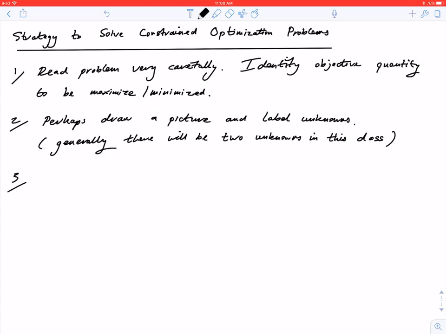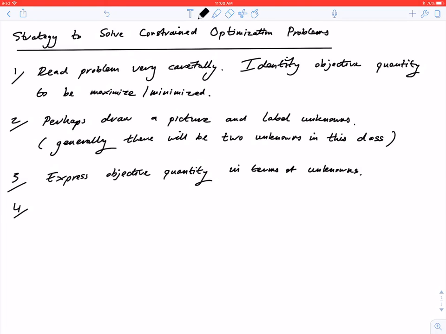Next, once you've done that, you want to combine these two things together. So you want first of all to express the objective quantity, so it could be volume, surface area, cost, product, sum, anything, in terms of the unknowns. That'll give you a formula. In the previous example, the objective quantity was x plus y.